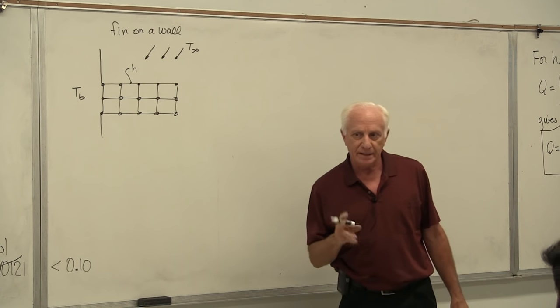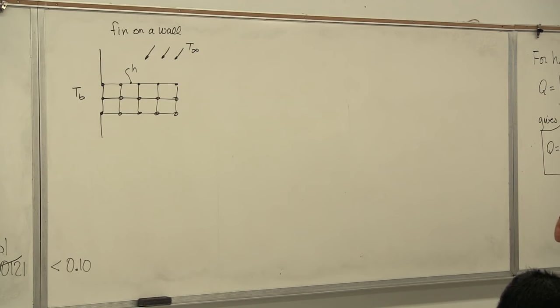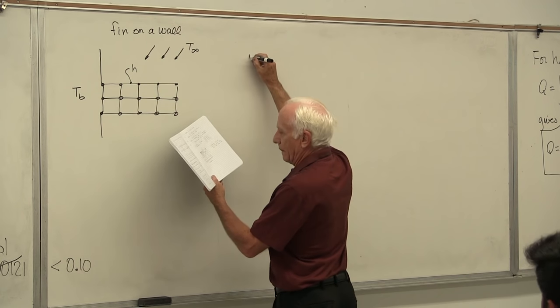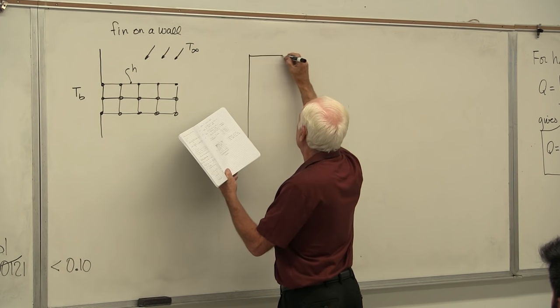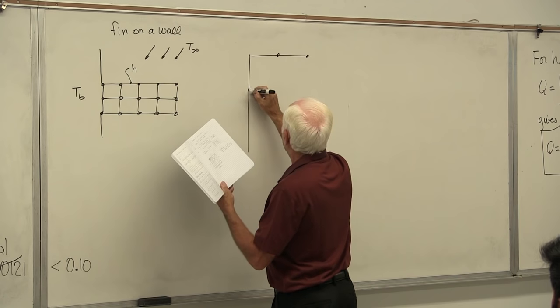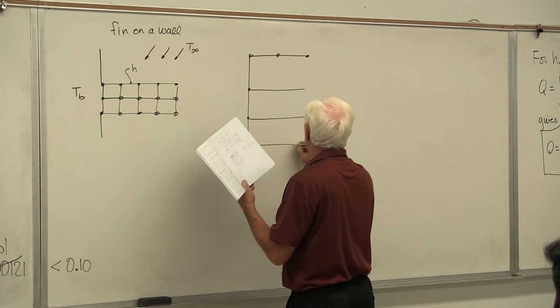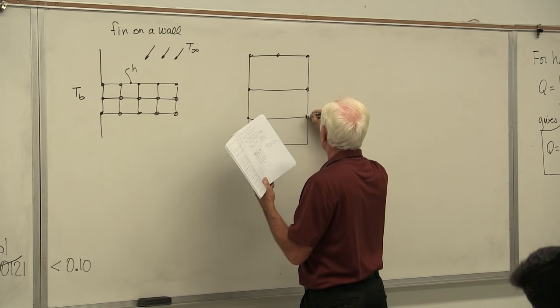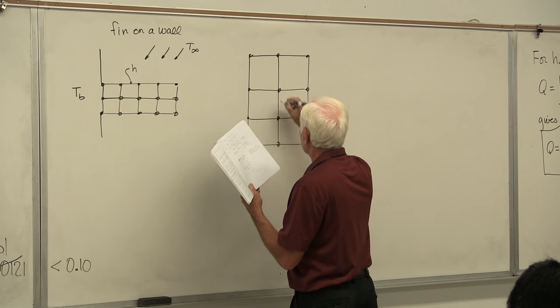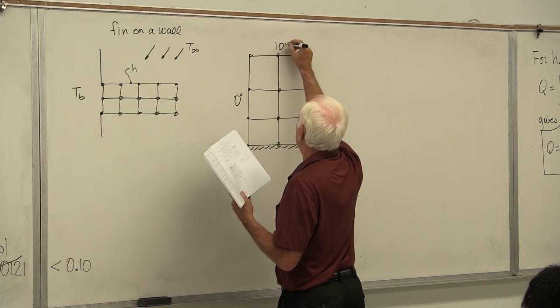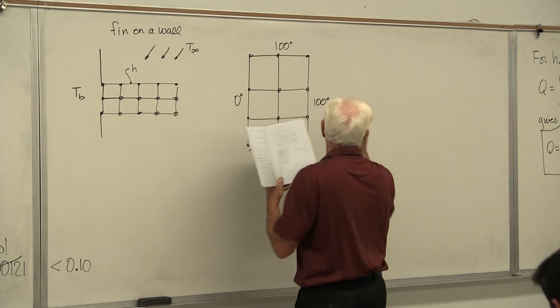To find the heat transfer, see your class notes from the one we did in class, the very last part of chapter 4. Here's the problem worked in class in chapter 4. We had a plate. It looked like this. This side was adiabatic, perfectly insulated. This side was at 0 degrees. This side was at 100 degrees. This side was at 100 degrees.